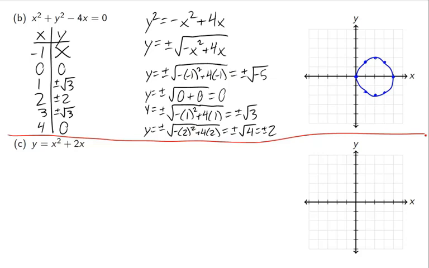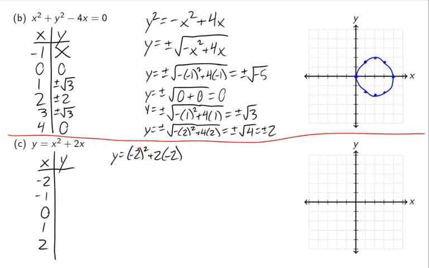Next, y equals x squared plus 2x. Let's do the same thing I did in the first example. It's already solved for y, so I don't have to do as much work. Let's just do negative 2, negative 1, 0, 1, and 2. So at negative 2, I get negative 2 squared plus 2 times negative 2. So that's positive 4 plus negative 4, which is just 0. So at negative 2, I get 0.